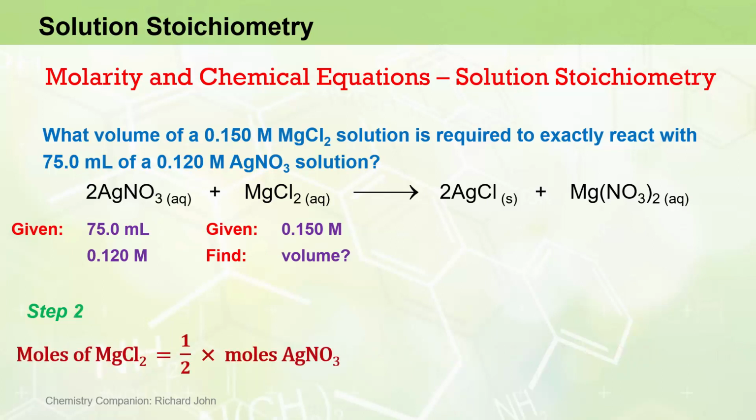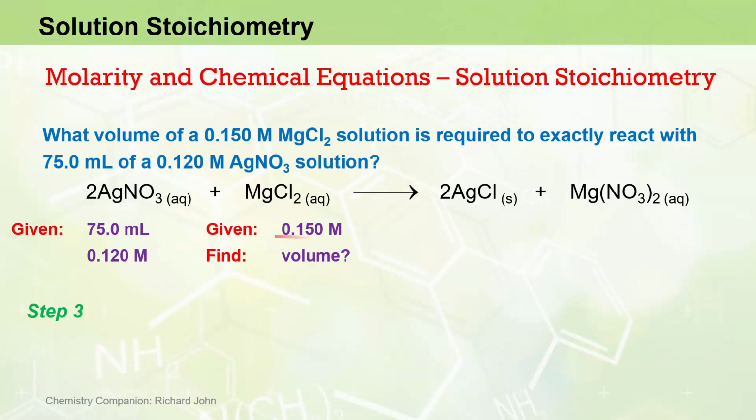In step 2, we calculate the moles of magnesium chloride from the moles of silver nitrate using the ratio of the stoichiometric coefficients from the balanced chemical equation. So moles of MgCl2 equals 1 on 2 times the moles of AgNO3. The 1 comes from the stoichiometric coefficient of the substance we've been asked to find information about, divided by 2, the stoichiometric coefficient of the substance we've been given all the information about. And that equals 1/2 times 9.00 times 10 to the minus 3 moles, the value we just calculated in step 1, and that gives us 4.50 by 10 to the minus 3 moles of magnesium chloride, MgCl2.